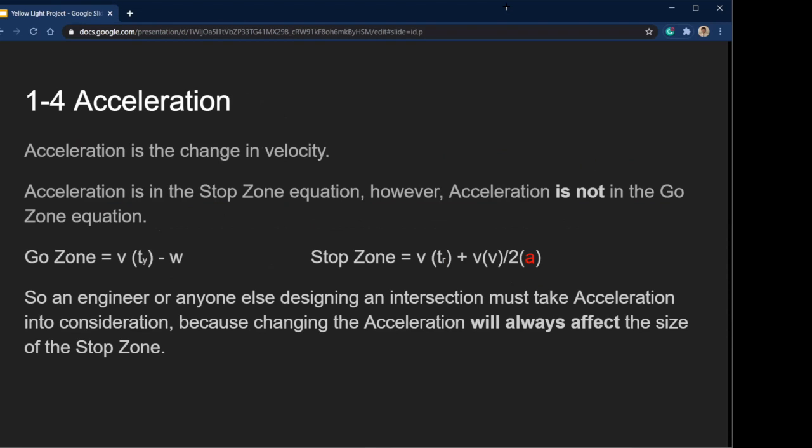Acceleration, like velocity, is in the stop zone equation. However, acceleration is not in the go zone equation. So changing the acceleration will always affect the size of the stop zone, but it will never change the size of the go zone. Of course, anyone designing an intersection will have to take this into consideration.